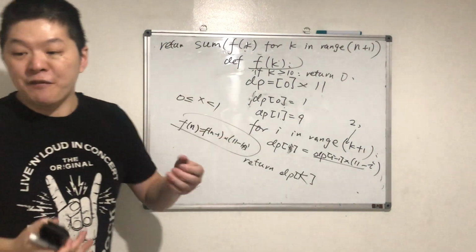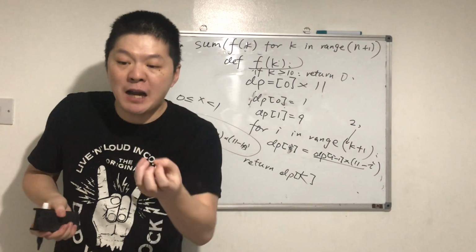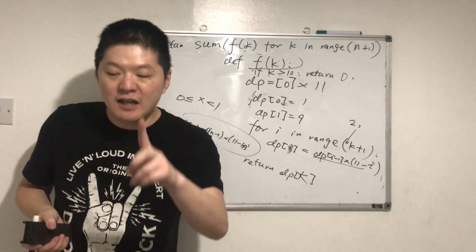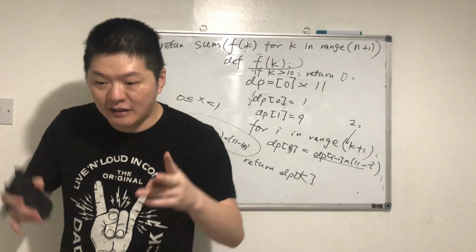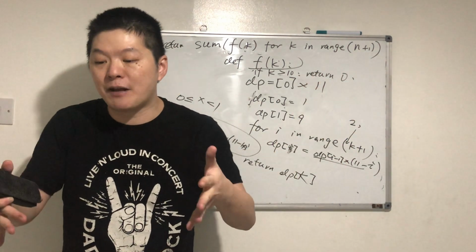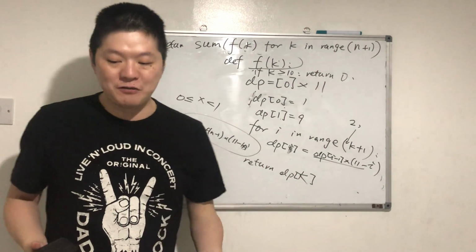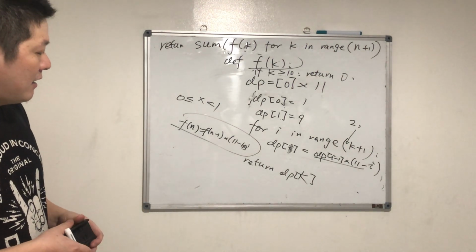Because the final number is the number of 1 digit numbers, added to the number of 2 digits, the 3 digits, 4 digits, until k digits, right? You add all these numbers together. Then that's your final solution, the number of counts, okay?